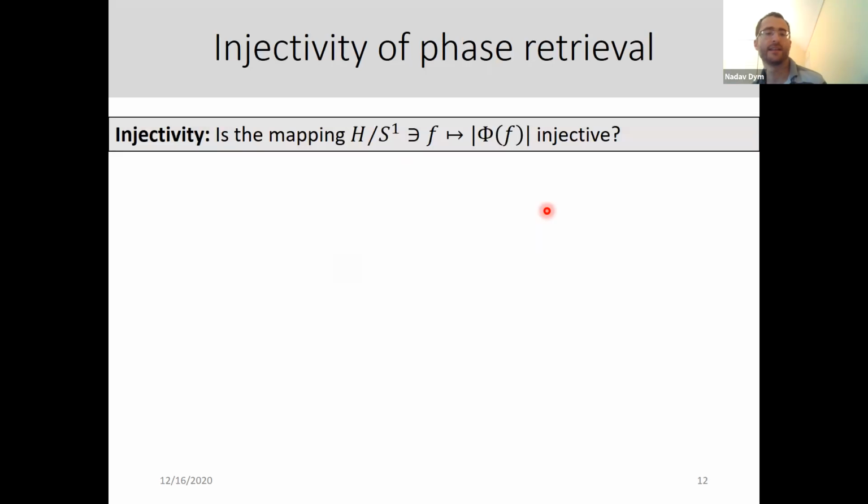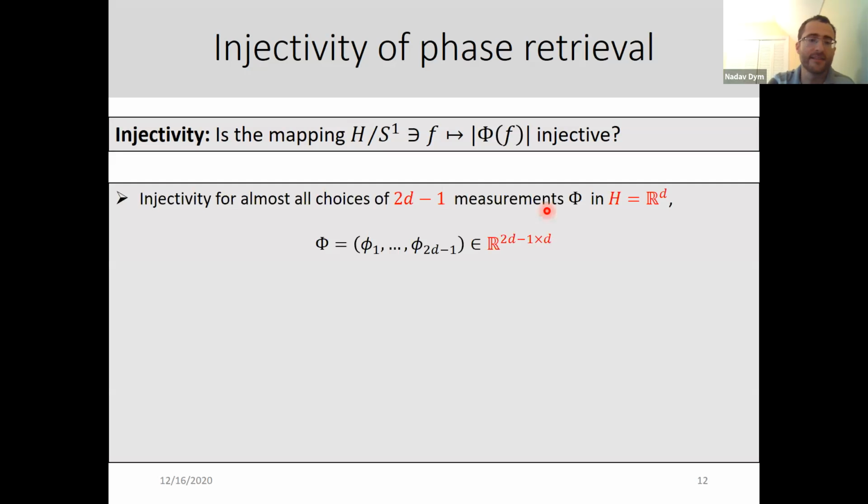So when we say injective, which is what we're going to be talking about now, we mean up to this global phase ambiguity, which we cannot resolve. Is this mapping that takes a signal to the linear measurements and then takes the magnitude injective? Of course, if we want to have any hope of reconstructing the signal, it will have to be injective. You could think maybe not, because you are losing information, but it turns out that the answer is often yes.